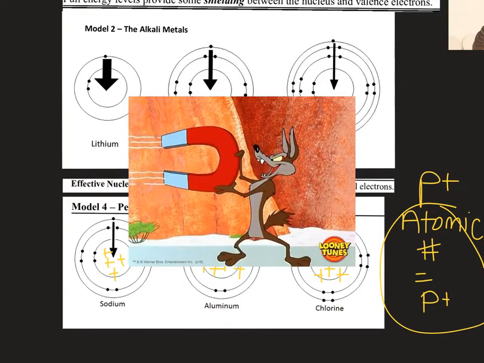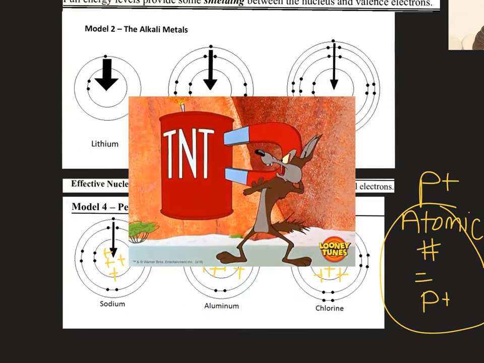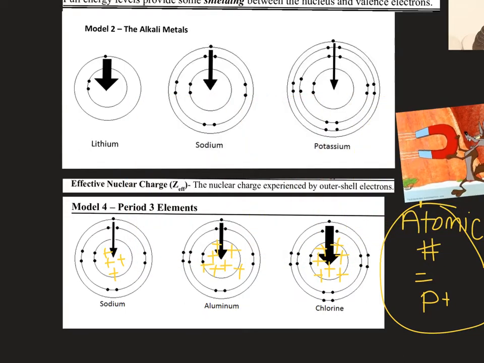So if we have a small magnet versus a big magnet, you can kind of imagine that something like chlorine over here, who has more protons than someone like sodium, is going to have this huge magnet and it's going to bring that electron in just a little bit tighter. So what we're going to see is that's going to shrink things going across.